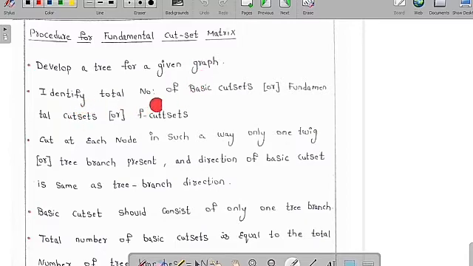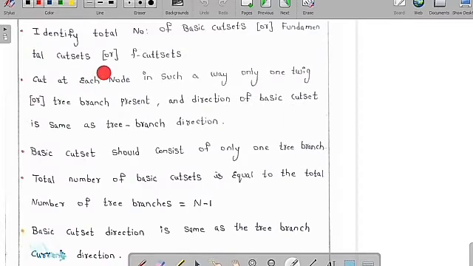Then identify the total number of basic cut sets or fundamental cut sets. The number of fundamental cut sets is nothing but the number of nodes, or you can say the number of twigs is equal to the number of cut sets. Cut at each node in such a way that only one twig or tree branch is present, and the direction of the basic cut set is the same as the tree branch direction. The number of basic cut sets is equal to the number of twigs.